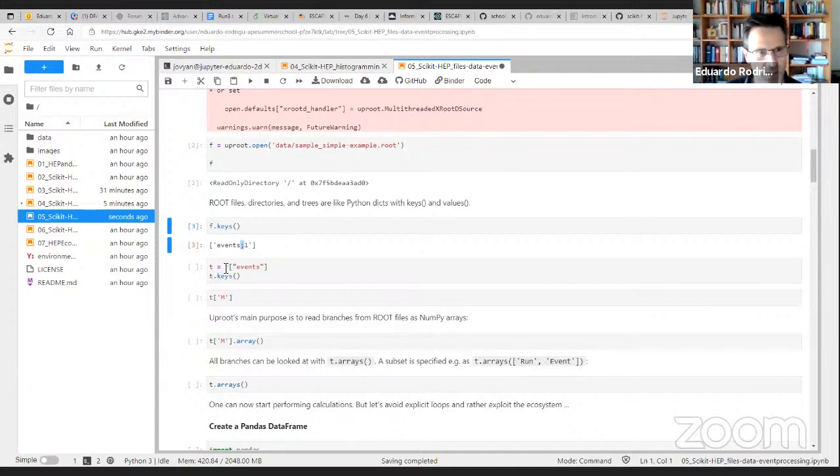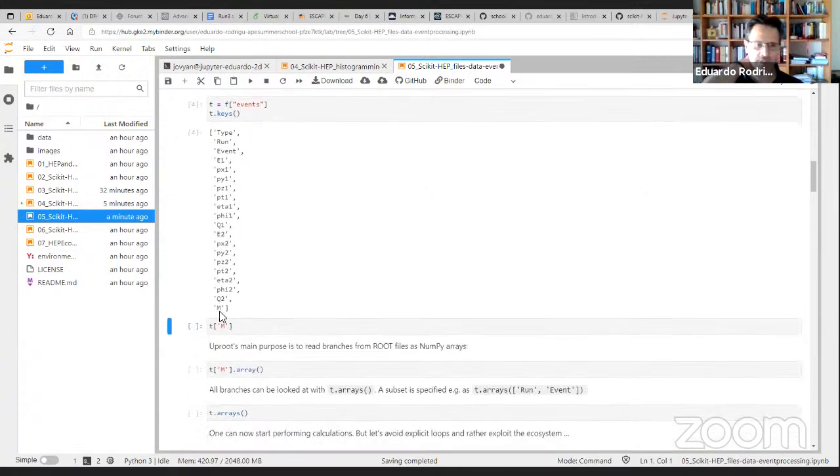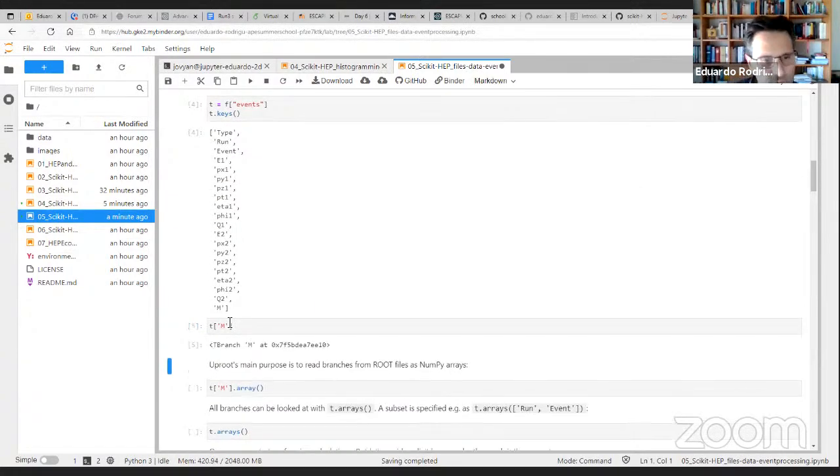You can get hold of the tree, and you can again check keys to see what's inside. You can see that this n-tuple has these variables, so you can think of that as columns in a pandas data frame. So you have the event number, the run number, and then you can see there's two particles actually, one named 1 and 2, and you can have the x momentum, the x component of the momentum, the y, the z, the eta, the phi angle, and the same for the second particle, and even have the event mass, the m. So let's check what that is.